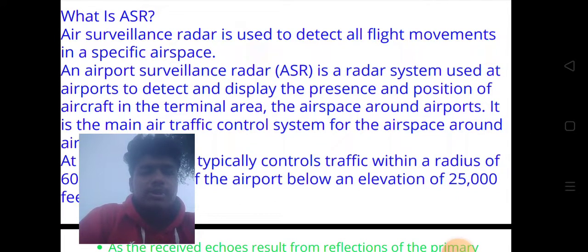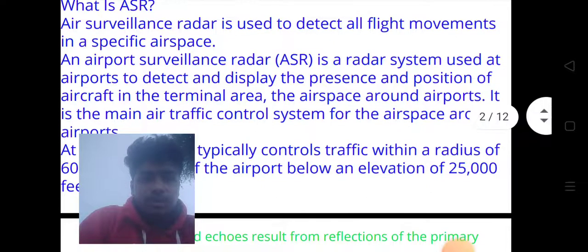So firstly, ASR. ASR stands for Air Surveillance Radar. ASR means to detect flights from the airport which are in the limited area of the air surveillance radar. We can detect direction of the flight, altitude, latitude, speed, etc. First, air surveillance radar is used to detect all the flight movements in the specific airspace.